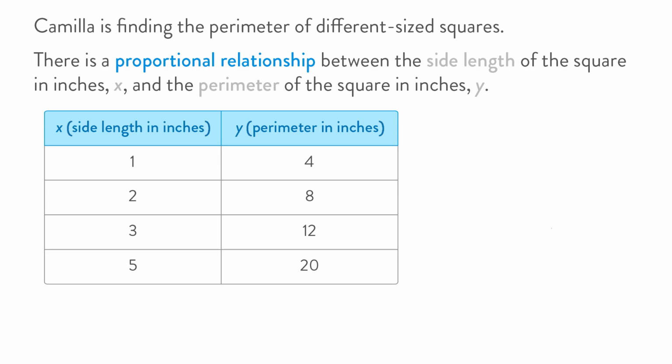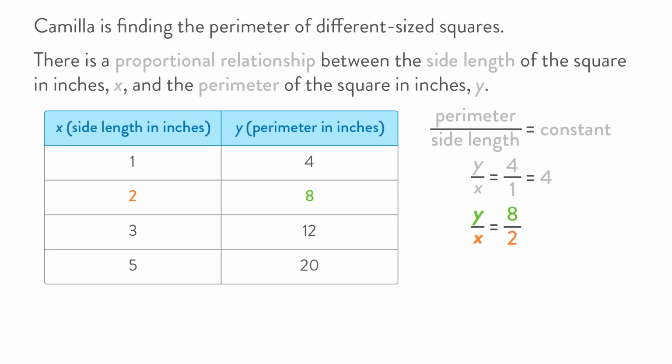Well, since x and y have a proportional relationship, the constant of proportionality is the ratio of y to x. That means the ratio of perimeter to side length equals a constant. Let's calculate that ratio for each row of the table. A perimeter of 4 inches over a side length of 1 inch equals 4. A perimeter of 8 inches over a side length of 2 inches equals 4. 12 inches over 3 inches equals 4. And 20 inches over 5 inches equals 4.